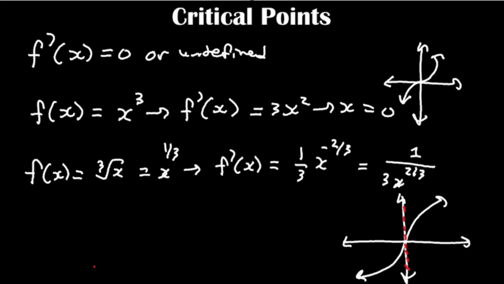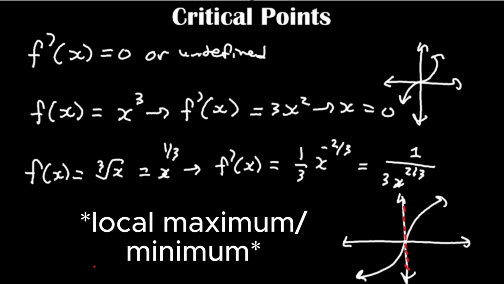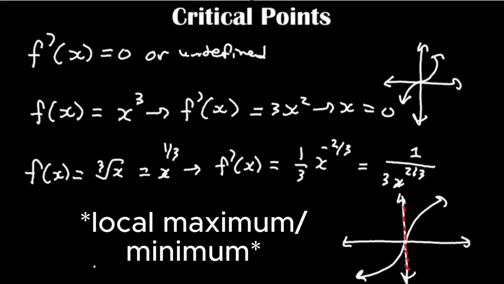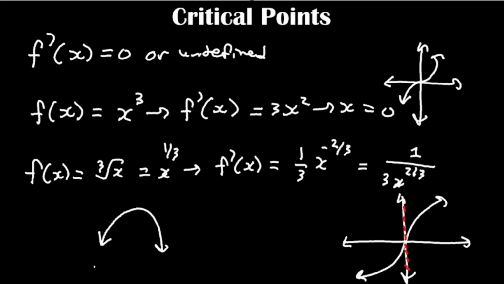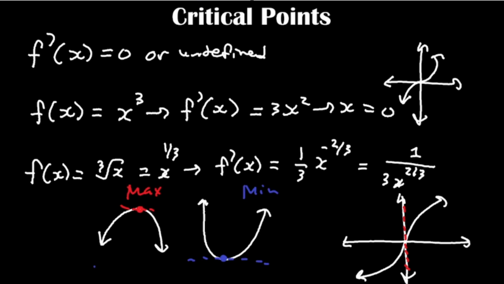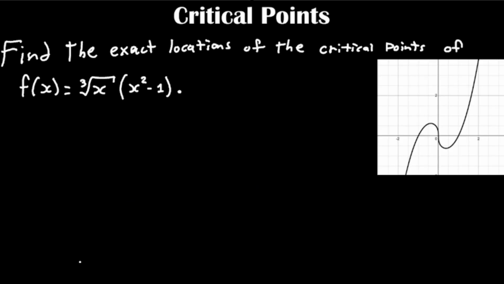Now, notice a critical point does not necessarily mean that the function has a maximum or minimum at that point. It just means that the derivative is either 0 or undefined. But every single maximum or minimum does occur at a critical point, because every single maximum or minimum has to occur where the first derivative is 0, because it flattens out at that point. Alright, let's do an example.